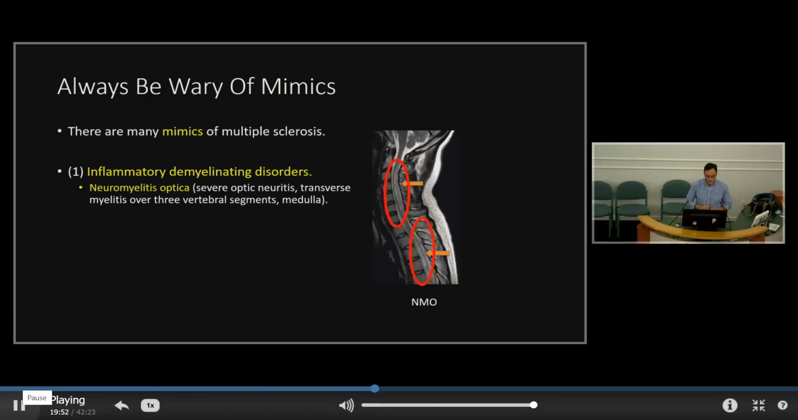There's another one called MOG antibody disease. It can present with a variety of things, of course, but optic neuritis and transverse myelitis are very common in that. It's usually not as severe as NMO.